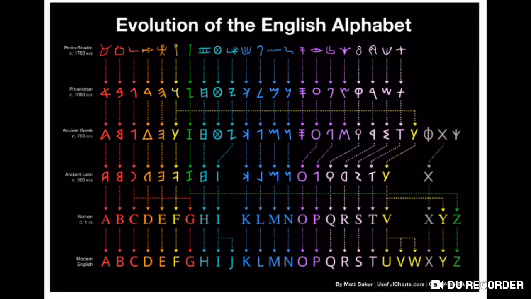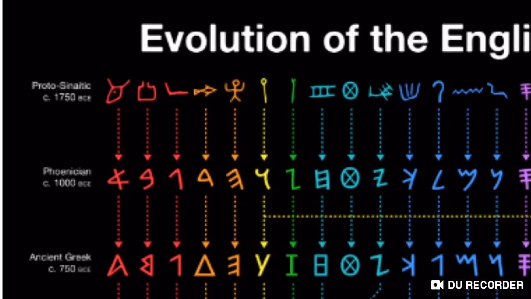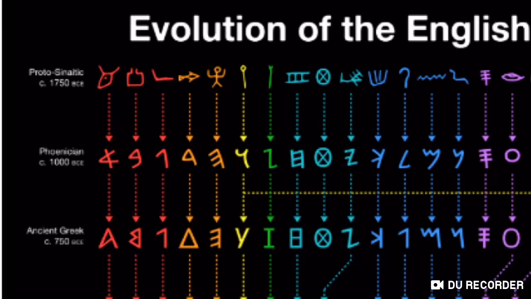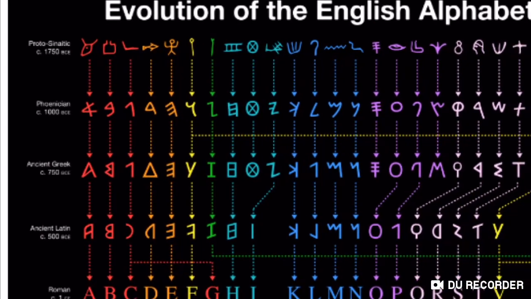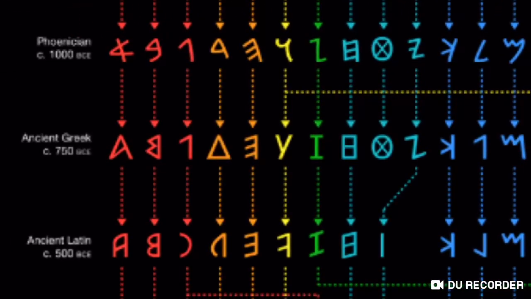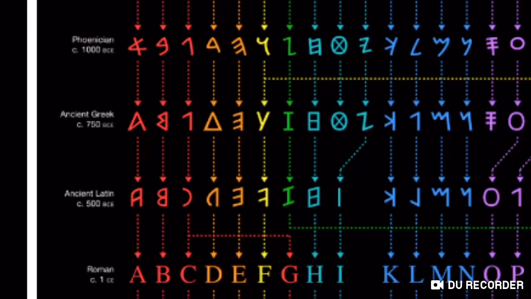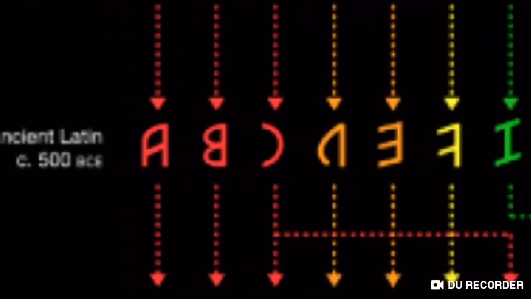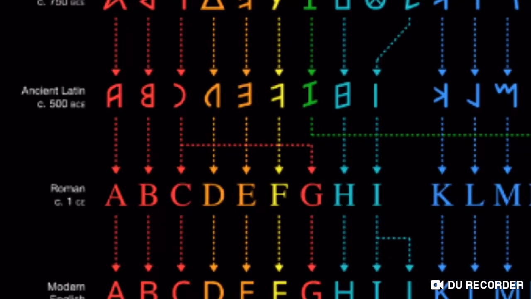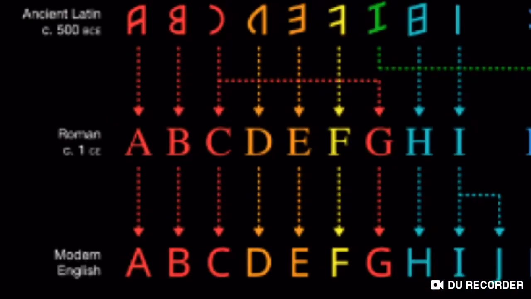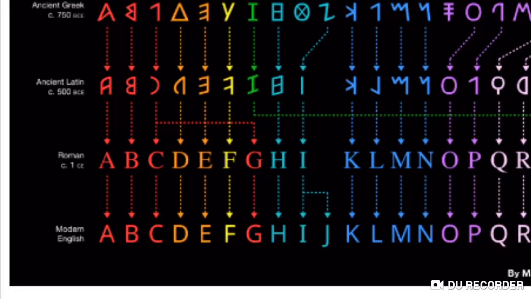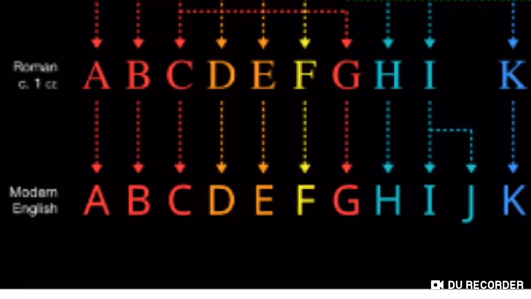This chart shows how we go from the Proto-Sinaitic down to the Phoenician through to the ancient Greek, which we have the Mediterranean peoples on both sides of the world. We got the ancient Latins, and then we get to the Roman, and out of the Roman we get our alphabet that we use today.